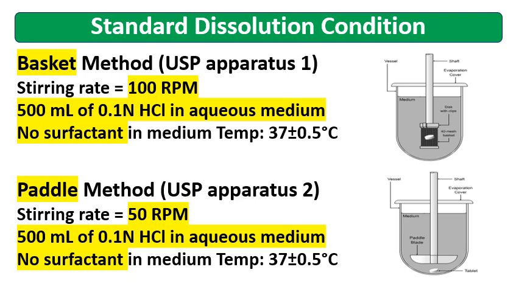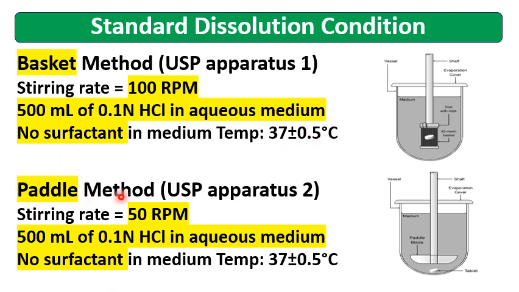Now coming to the standard dissolution conditions. The awaited slide is here. Standard dissolution condition: if you are using the basket method, that is USP apparatus 1, the stirring speed or basket speed will be 100 rpm. Media volume will be 500 ml and the media will be 0.1 normal HCl in aqueous medium. It will not contain any surfactant, and the medium temperature will be 37 plus or minus 0.5 degrees Celsius.